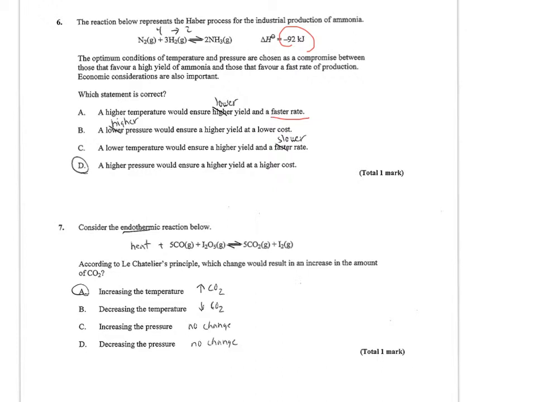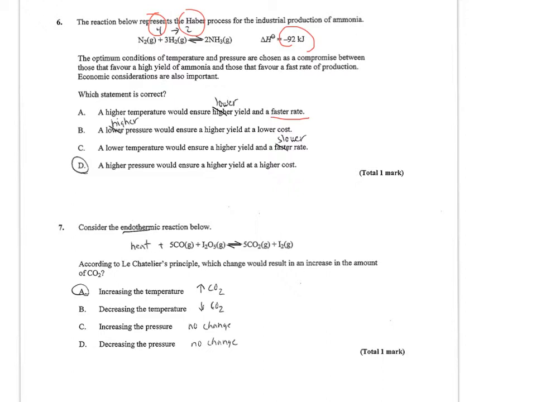B says a lower pressure would ensure a higher yield. This is not true because I've got 4 moles on the reactant side and 2 moles of gas on the product side, so a higher pressure would increase my yield. C, a lower temperature would ensure a higher yield and a faster rate. A lower temperature would give me a higher yield since it's exothermic, but it would give me a slower rate. D, a higher pressure would ensure a higher yield at a higher cost. That one is true. A higher pressure is going to push the equilibrium to the right, increase my yield, but it will cost more.